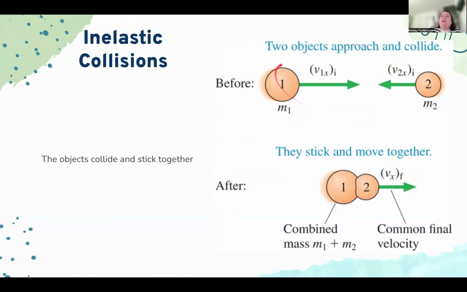So for example, in this one, this object has a bigger mass and a bigger velocity. So we can see that what happens is they end up moving in the direction of this one. And you could figure out here what the initial momentum of the system is, and then that would tell you what the final momentum of the system should be.